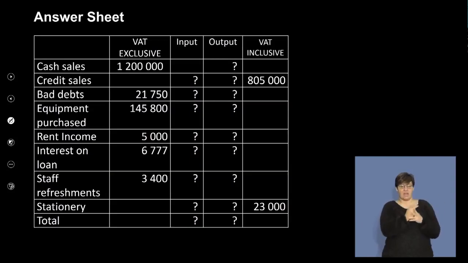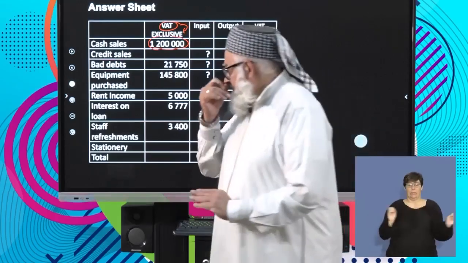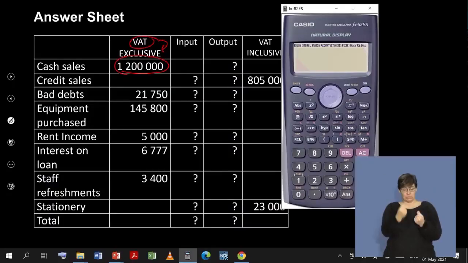Here we go. Firstly, we are given cash sales of 1,200,000. Important, it's appearing under VAT exclusive. Remember that that amount does not include your VAT amount. So, if I do my calculation, this is what I'm going to do. 1,200,000. Have I got enough zeros there? 1,200,000 times my 15%, which will give me my VAT amount, which is 180,000.